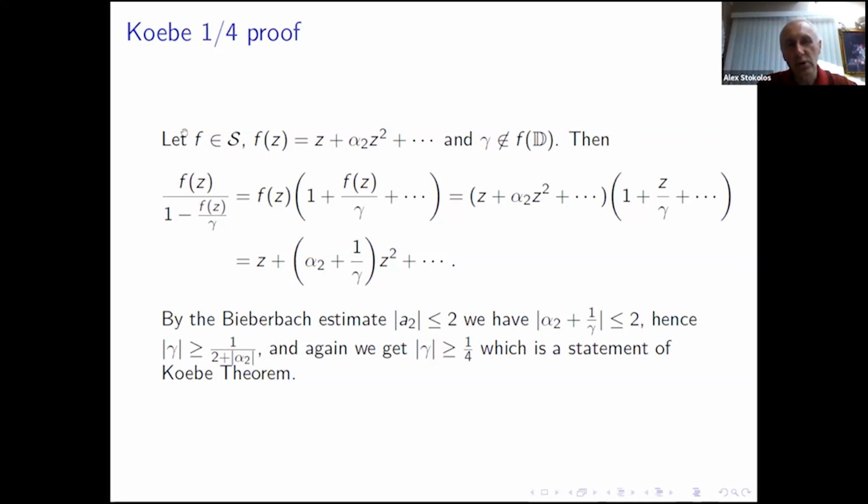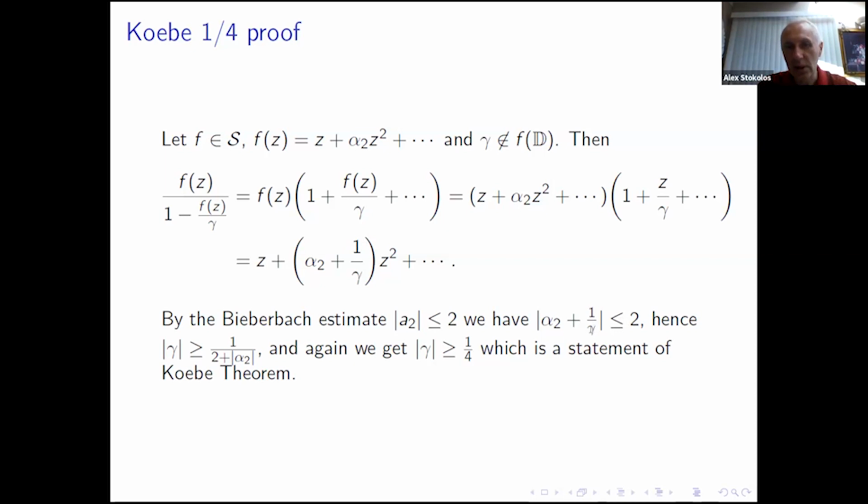Now let f be a Schlicht function, and gamma an exceptional value for this function. Then the composition of f over f minus gamma is a univalent function, and we can decompose 1 over f of z in a Taylor series this way, and then decompose f in the standard way. When we multiply the two series, we get the second coefficient like this one. We know that this is a univalent function, therefore the absolute value of this coefficient is less than or equal to 2.